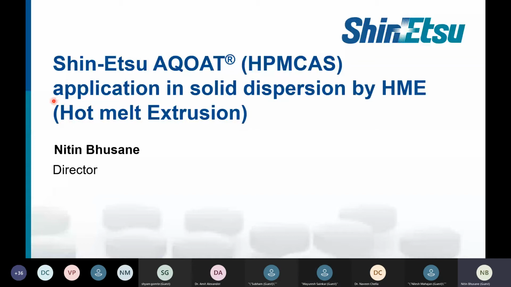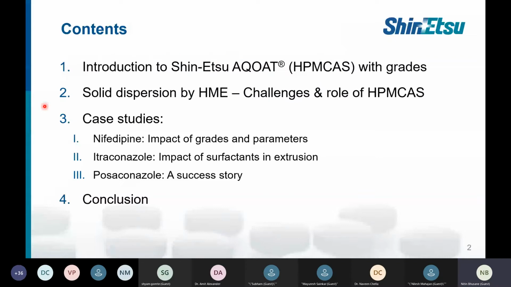So I'll be talking about the solvent-free approach, mainly by HME, and the main focus will be HPMC acetate succinate. The content of the presentation will be an introduction to Shin-Etsu AQOAT, which is HPMC acetate succinate, along with the different grades available for acetate succinate. And considering the HME approach, what are the challenges and what is the role of HPMCAS in HME solid dispersion?